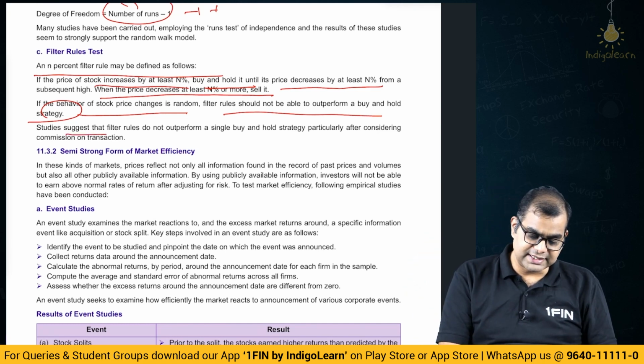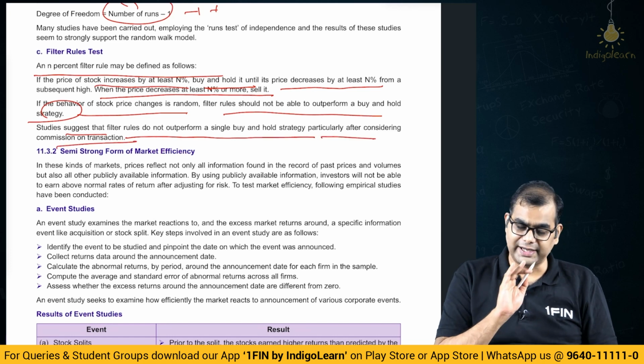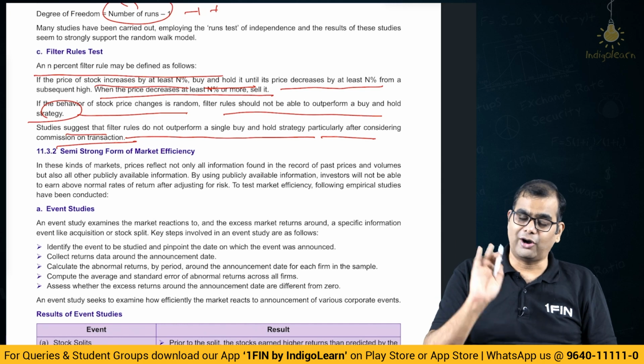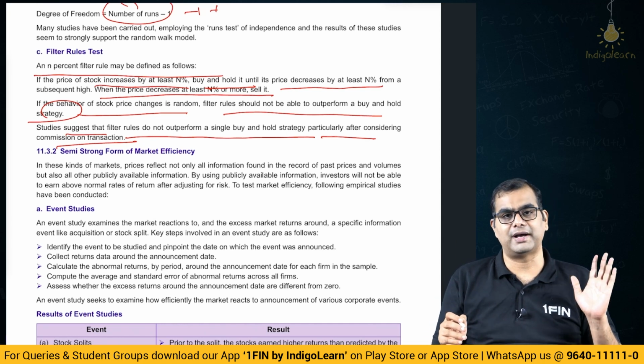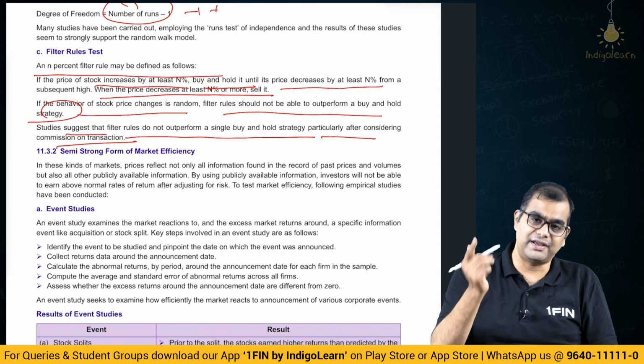So, studies suggest that filter rules do not outperform a simple buy and hold strategy, particularly after considering commission or transaction costs. So, they can never outperform a buy and hold. If they outperform, then it is an inefficient market. If they do not outperform, then the market is at least weakly efficient.